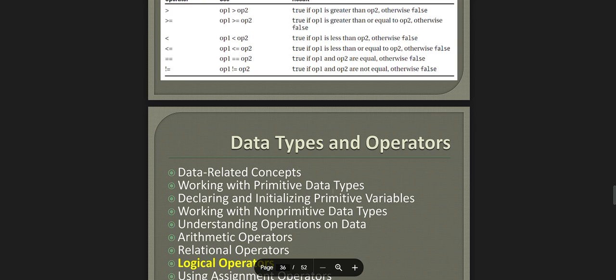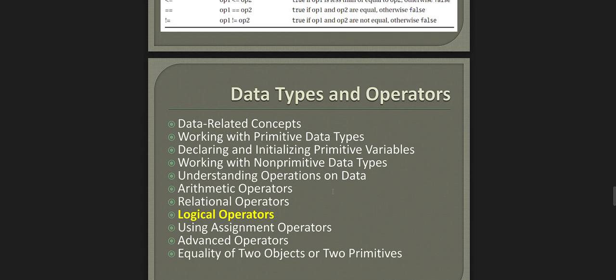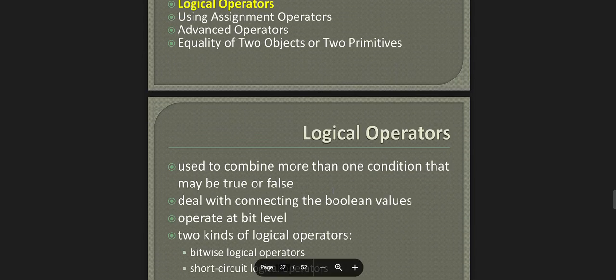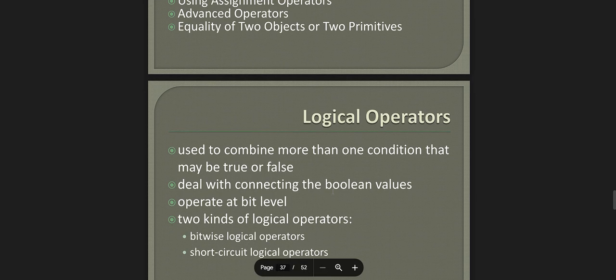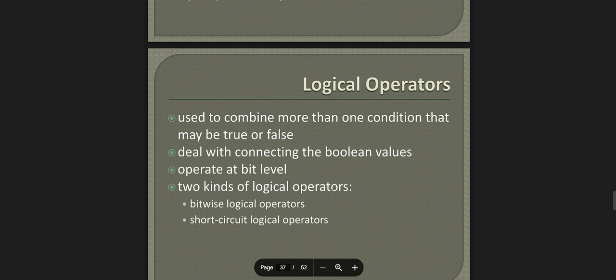Working with the primitive data types, declaring and initializing the primitive variables, understanding the operators in Java: arithmetic operator, relational operator, logical operator, using the assignment operator, advanced operators, equality of two objects or two primitives. Logical operators are used to combine more than one condition that may be true or false. They deal with connecting Boolean values and operate at the bit level. There are two kinds of logical operators: bitwise logical operators and short-circuit logical operators.